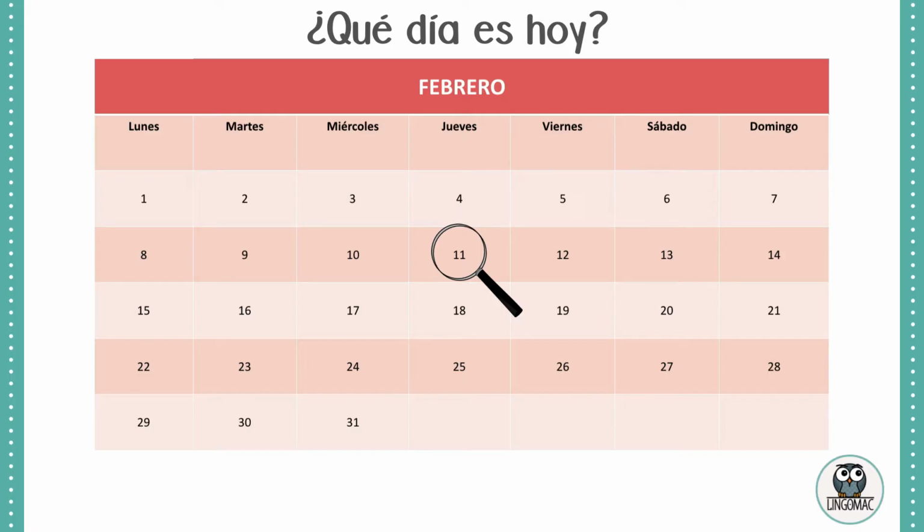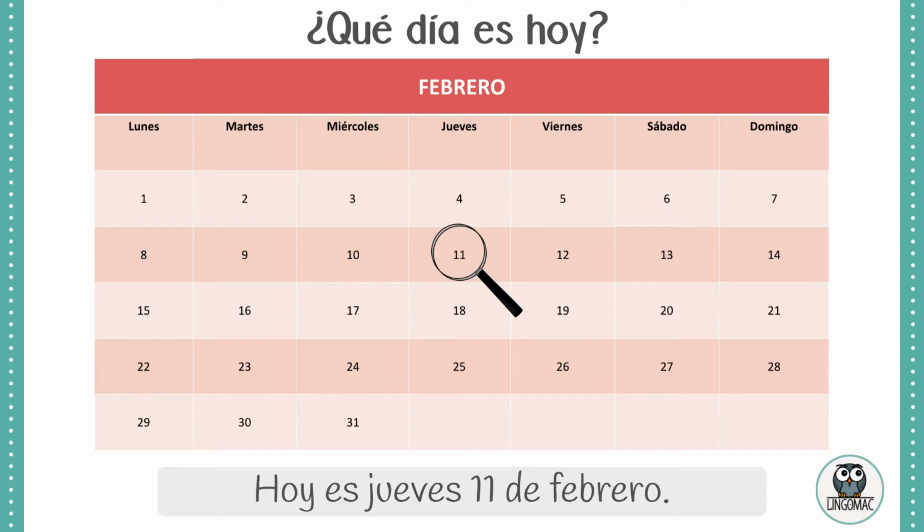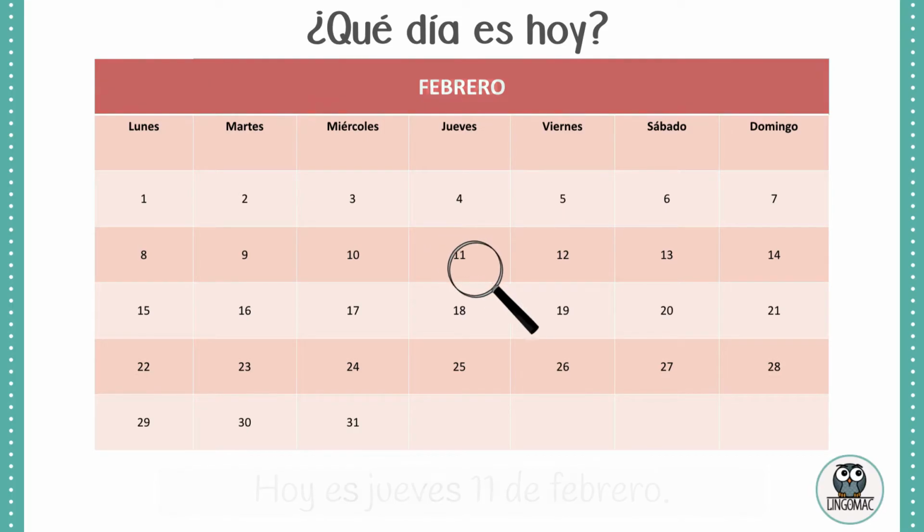¿Qué día es hoy? I'll show you the answer. Hoy es jueves 11 de febrero. I'll repeat it so you can repeat it after me. Hoy es jueves 11 de febrero. Next one. ¿Qué día es hoy?